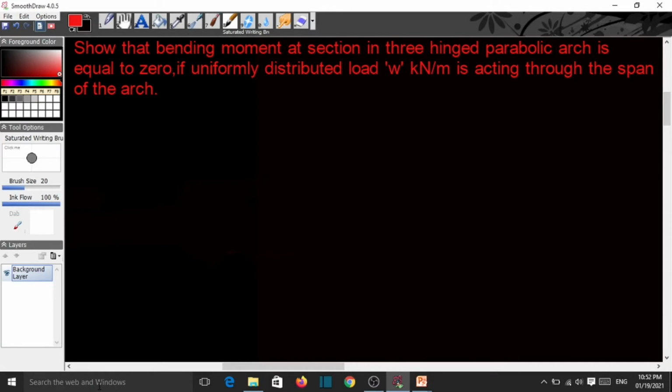Now this is our statement. Show that the bending moment at any section in a three-hinged parabolic arch is equal to 0 if a uniformly distributed load w kilonewton per meter is acting throughout the span of the arch.